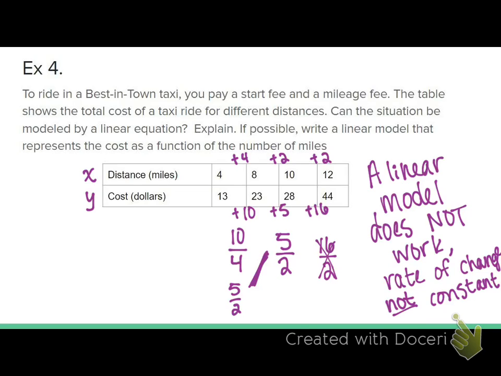So if we cannot represent it with a linear model, then we're not going to write one. So you can just cross off the rest of those directions because a linear model will not work. We can't do it. Questions on this one? All right.